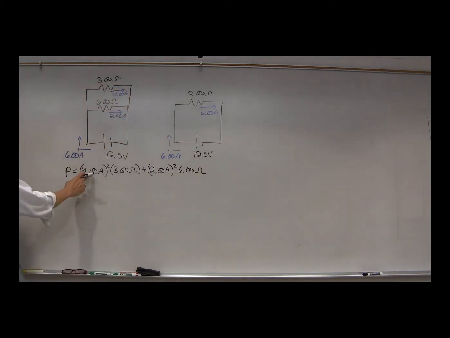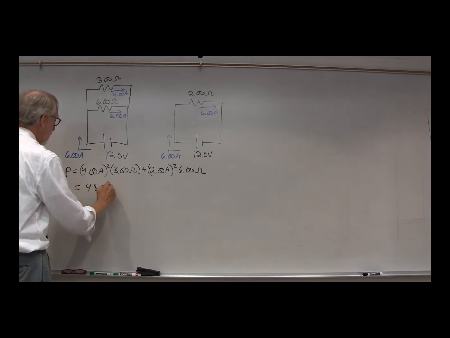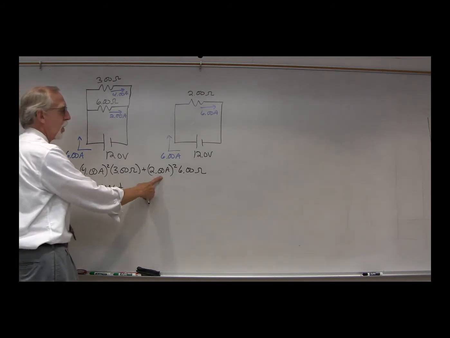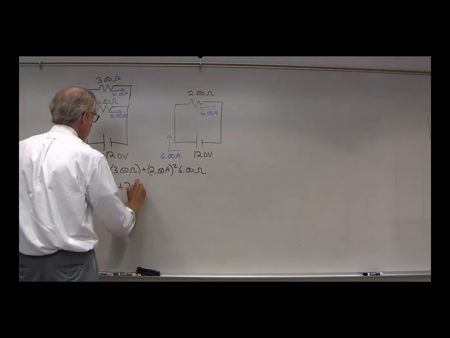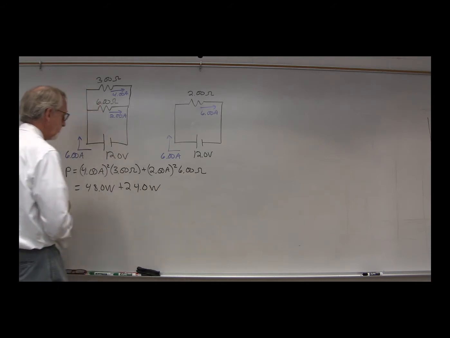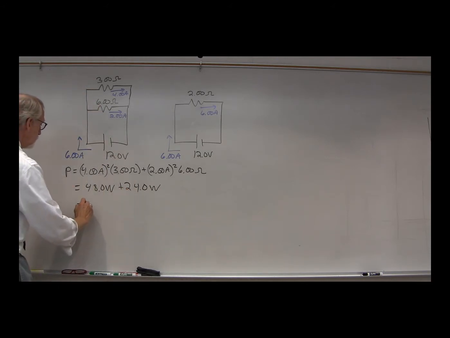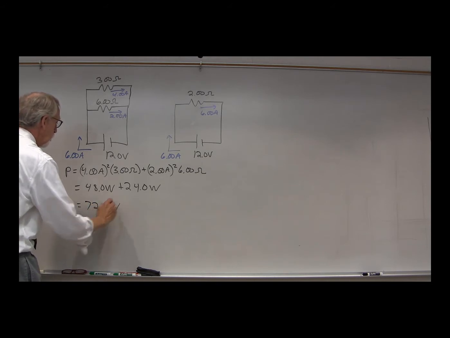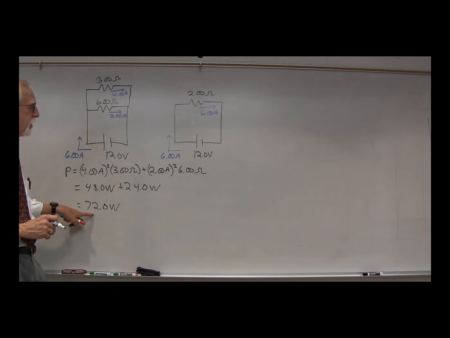So what do we get? 4 squared is 16, times 3 is 48, so that's 48 watts, plus 2 squared is 4, 4 times 6 is 24, so plus 24 watts. And what do we have? 48 plus 24 is 72, so 72 watts. So the total power used by the two resistors in parallel, 72 watts.